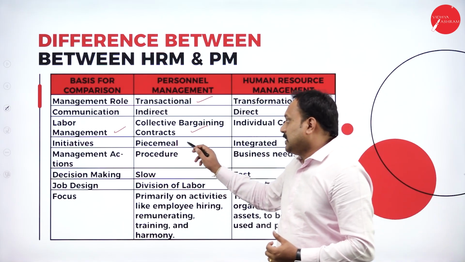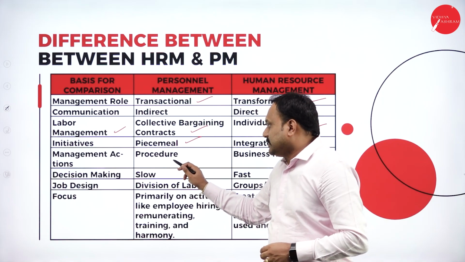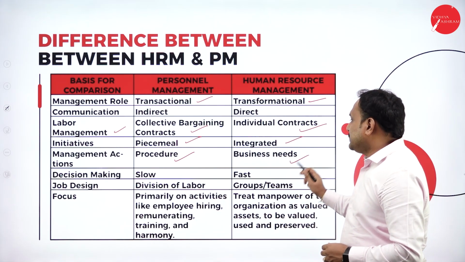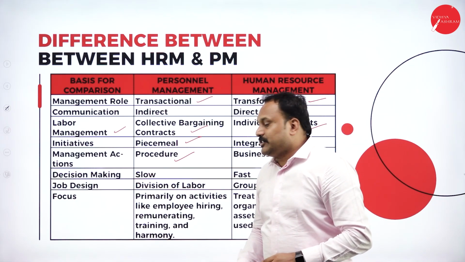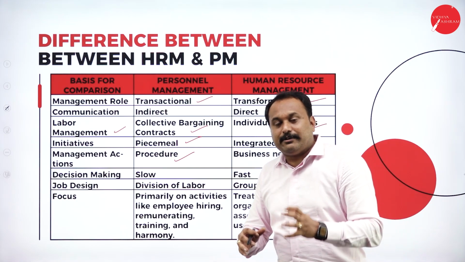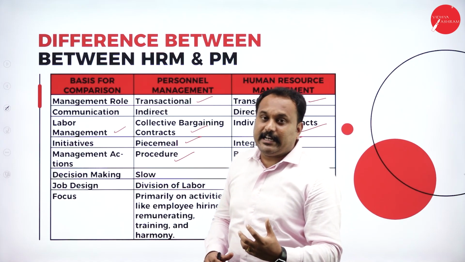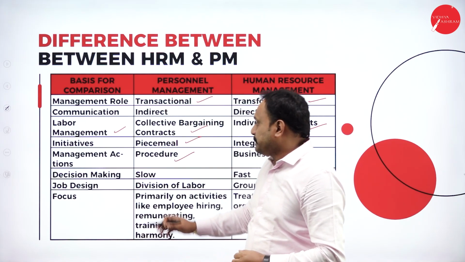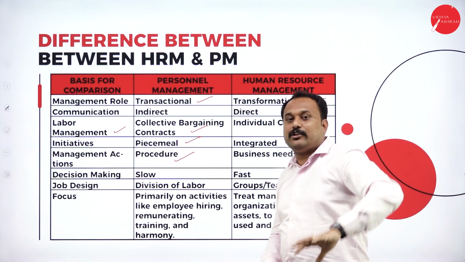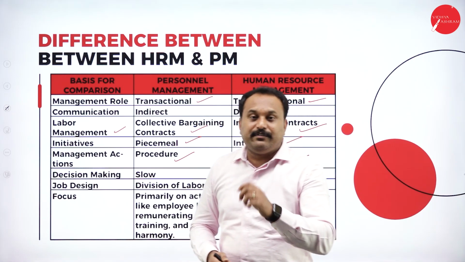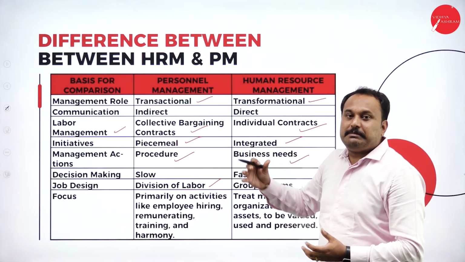Initiatives, here it is piecemeal and here it is integrated. Management actions, this is procedures they are supposed to follow. Here business needs, how the business is, we change according to the situation. Decision making in PM is very slow, but when it comes to human resource management, it is very fast, because you will get more authority as well as responsibility. Next here, job design. This job design, you are supposed to go back to Henri Fayol's 14 principles. The first principle was what? Division of labor. That is how the performance of the personal management will happen.